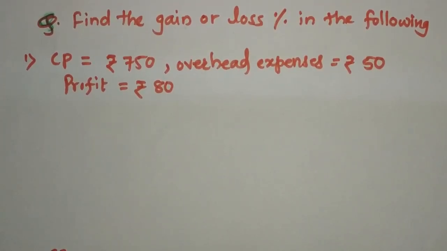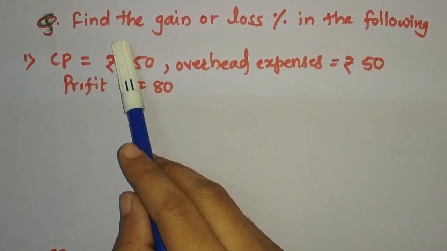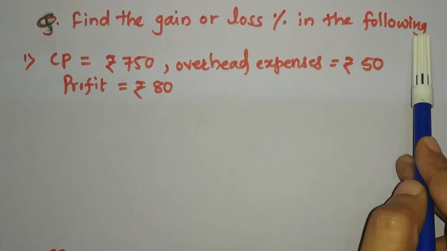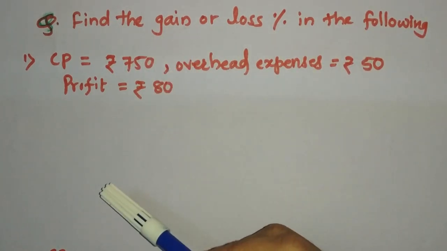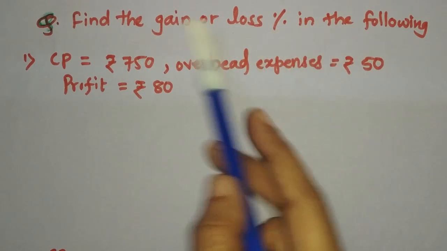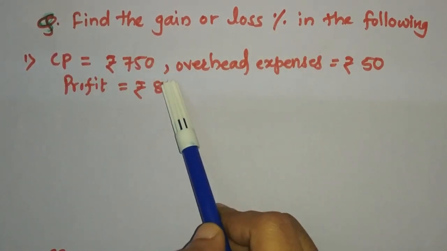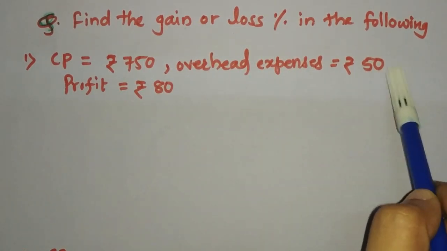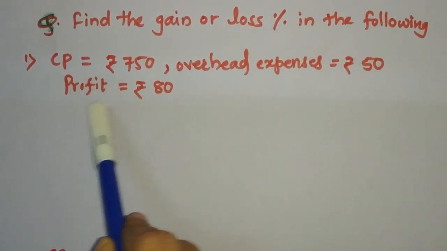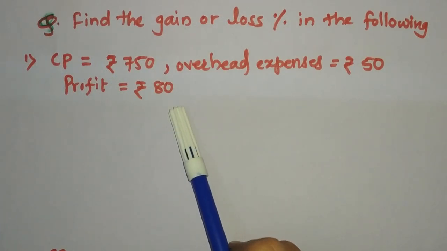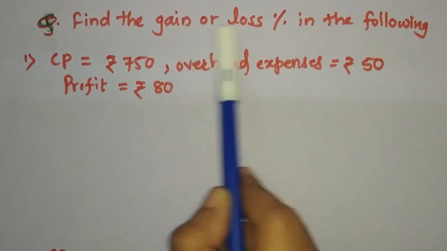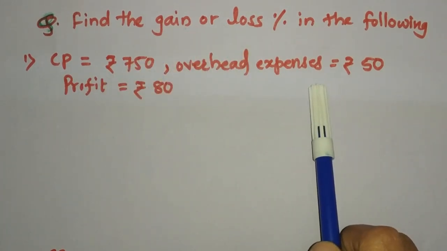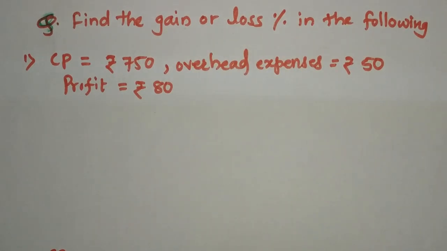So now moving to the next question, here we are given that we need to find the gain or loss percent in the following. Till now we have just found profit or loss. Now we have to find out the percent. So given data is cost price is rupees 750, and these are the overhead expenses, which are extra charges, 50, which will add up in the CP, and the profit is given as 80. So always remember, dear students, for finding gain or a loss, you need to get the value of cost price and selling price. Then only we can compare and find out the final outcome.